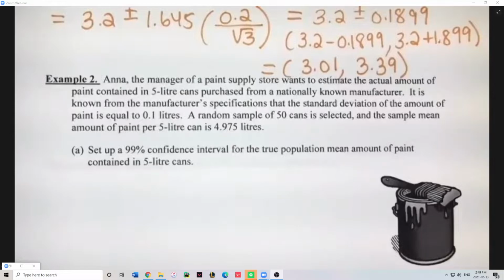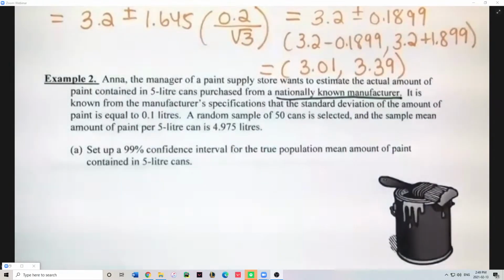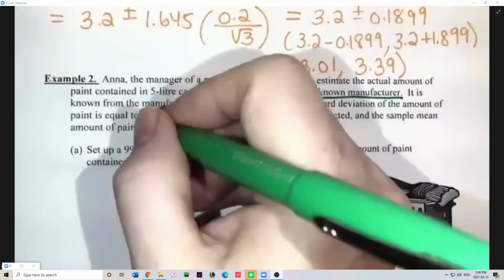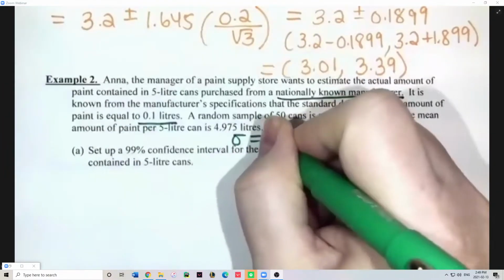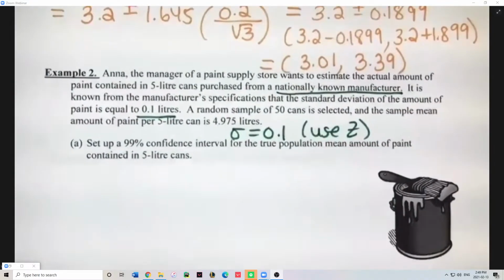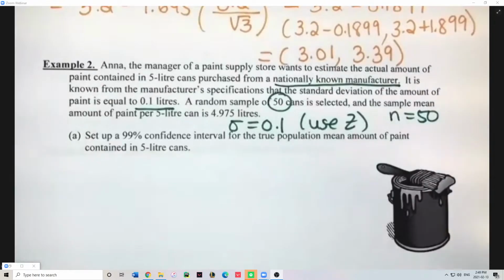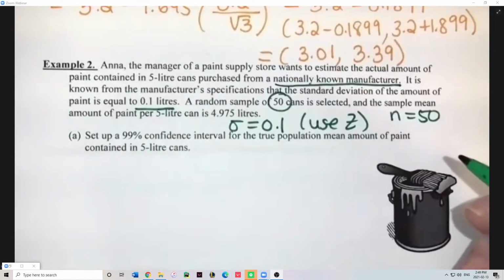Okay, Anna, the manager of a paint supply store, wants to estimate the actual amount of paint contained in 5-liter cans purchased from a nationally known manufacturer. So nationally known manufacturer, that means we have a sigma. It is known from the manufacturer's specifications that the standard deviation is 0.1, so sigma equals 0.1. So since we know sigma, we're using Z. A random sample of 50 cans, so that's N, is selected.